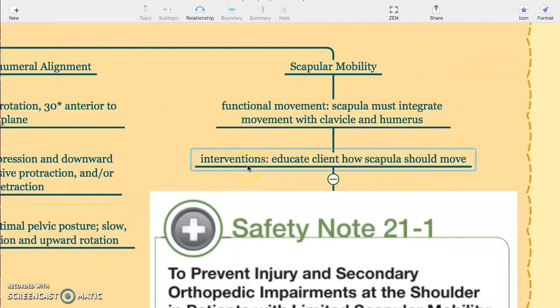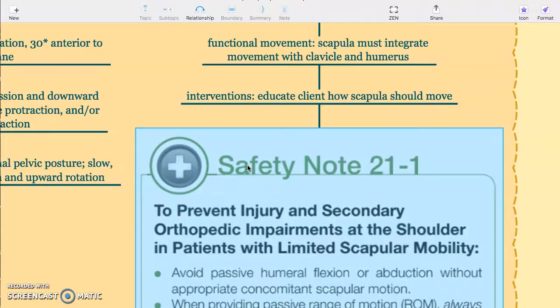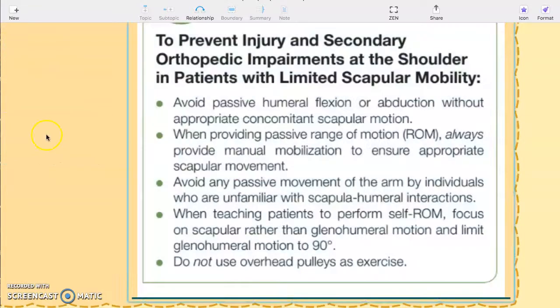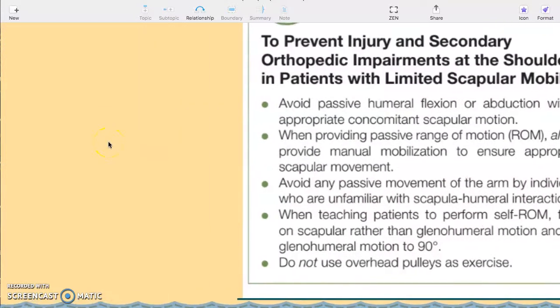In order for functional movement to occur, the scapula must integrate movement with the clavicle and humerus. If movement is not integrated, the therapist must educate the client on how the scapula should move. Because the shoulder has delicate articulations and structures following a stroke, it is important to prevent injuries while mobilizing the scapula. And these are the safety instructions to avoid secondary impairments of the shoulder.